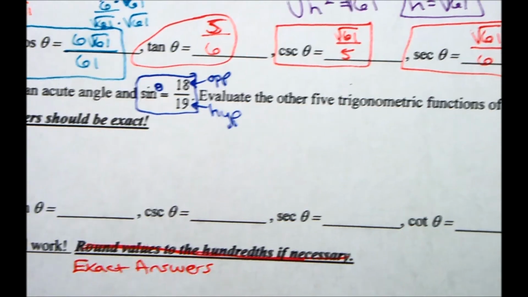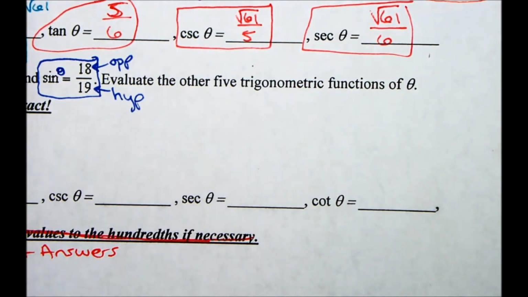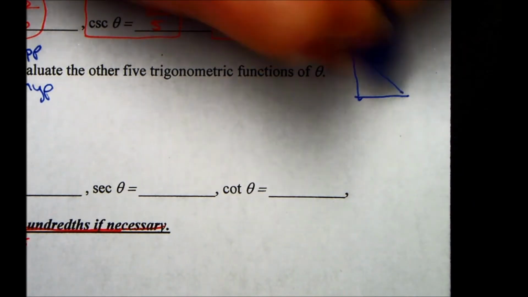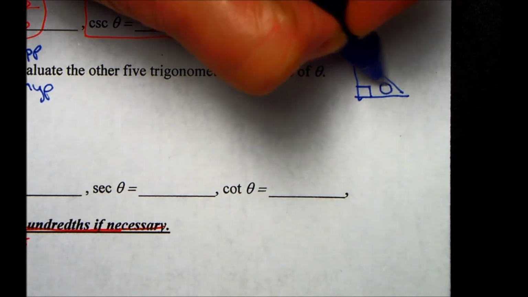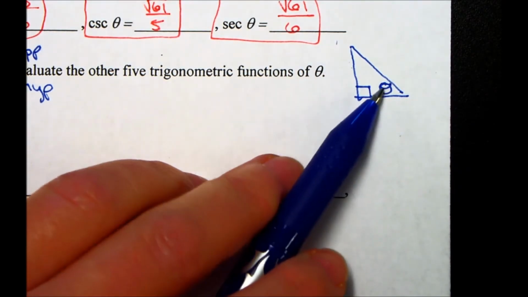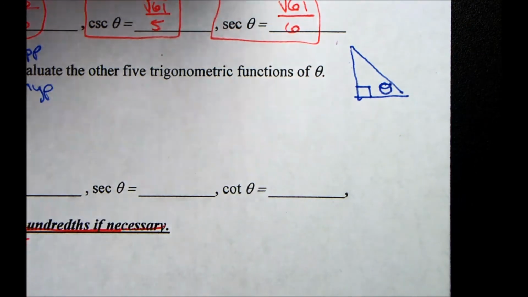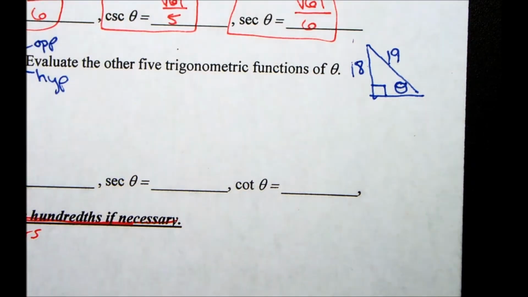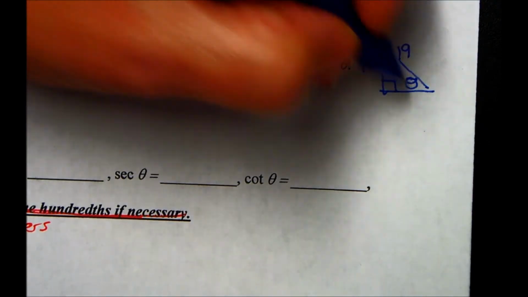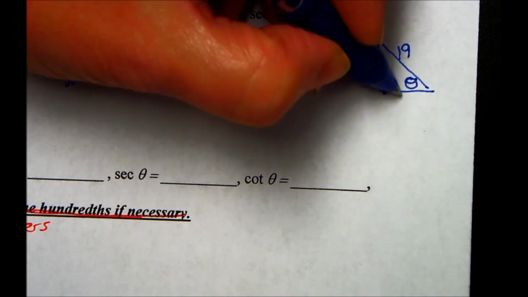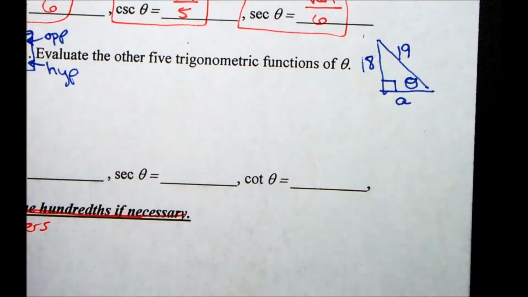So if you think about your triangle, let's do that over here to the right. Again, it doesn't really matter which acute angle you put your theta in, I always just go down here in the bottom right. But the opposite is 18, the hypotenuse is 19. So we need to find out what the adjacent is. So we'll call that A.